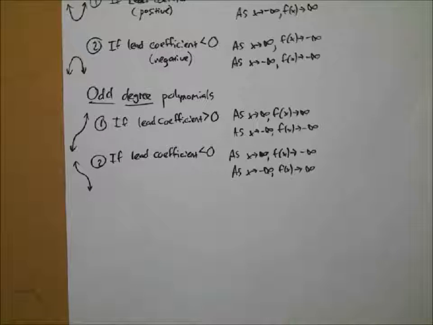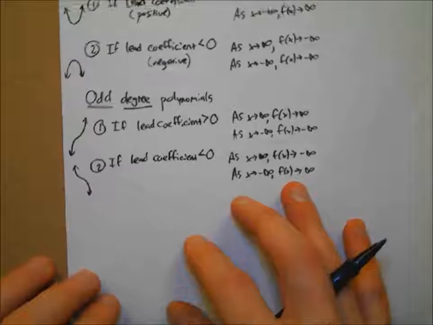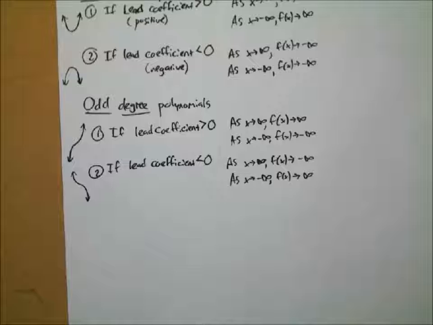Okay. So again, it just flips. If an even degree, either they both go up or they both go down. So even degree, the end behavior is the same for the left and the right. For odd degree, they will always be different from each other. Left and right end behaviors will be different. Okay? Questions on any of that?